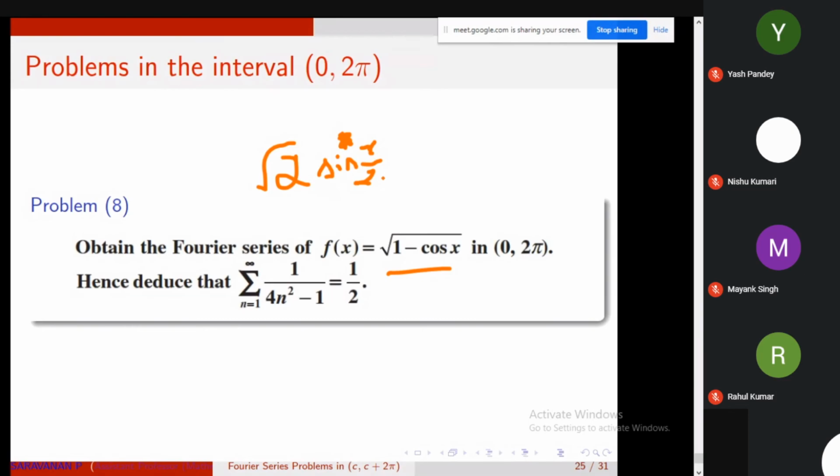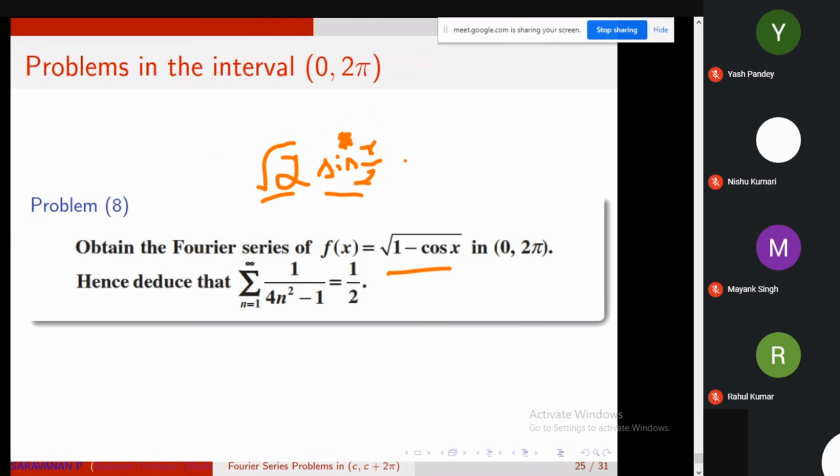So a naught is very simple. Root 2 you can take it out, just integrate sine x by 2 and then substitute the limits. You will get the answer. And while finding an, root 2 is a constant, take it out. You will get sine x by 2 into cos nx, so you can write it as cos nx into sine x by 2. Multiply and divide by 2 and apply the formula for cos a sine b.